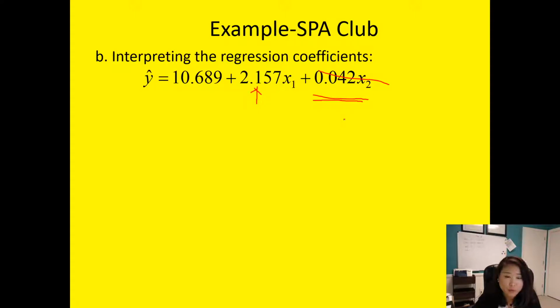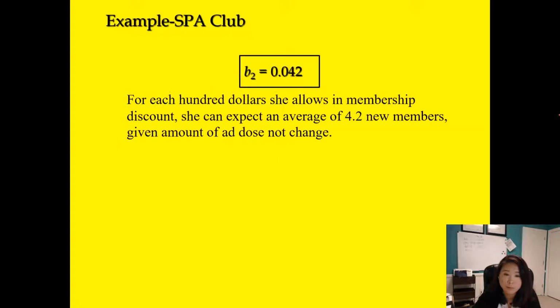So think about it: increase $1 in discount amount, increase 0.042. How about an increase of $10? Basically, if I increase $10, this partial coefficient is multiplied by 10 as well. So for an additional $10, your customers will increase by 0.42. Still doesn't make sense. How about $100? Yes, that makes sense now, right? If you increase the discount amount by $100, this partial coefficient is multiplied by 100 as well. So we'll increase by 4.2 new members, approximately 4 members.